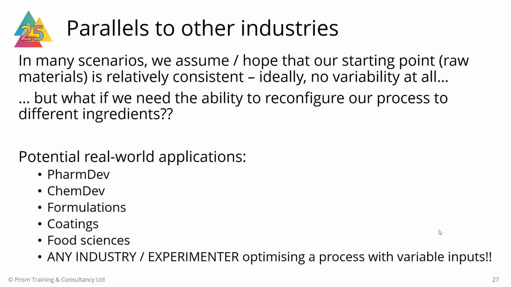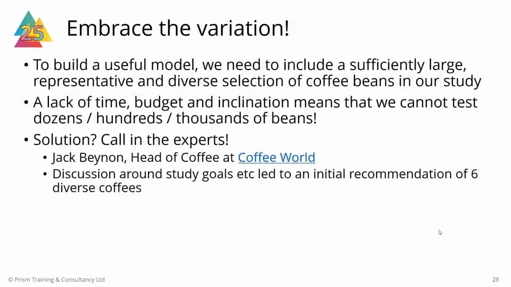Usually we assume with DOE that our start point is fixed. If we're buying a raw material in, we hope it's consistent. Well, I'm looking at this the other way around. I'm saying, well, what happens if it's not consistent? What happens if it's highly variable? Why don't we embrace that, and say we want to get as varied a set of input materials as we possibly can, and see what our process can do to make the most of them.